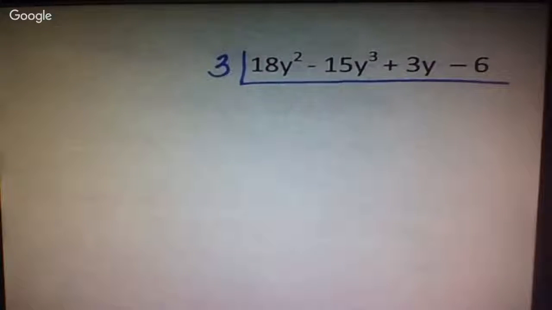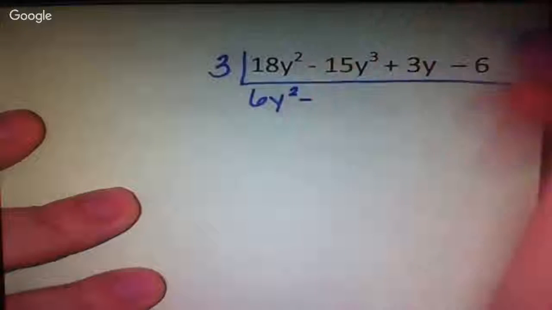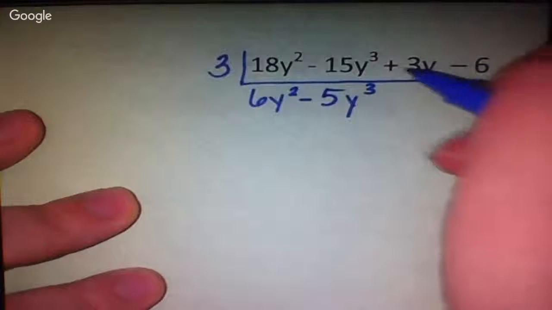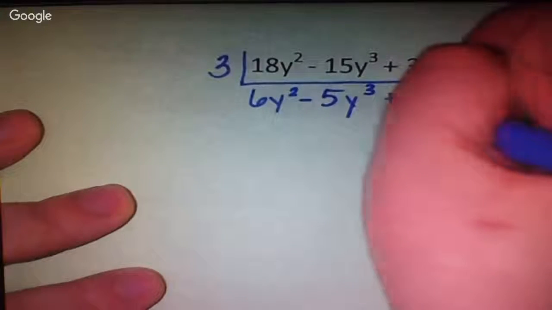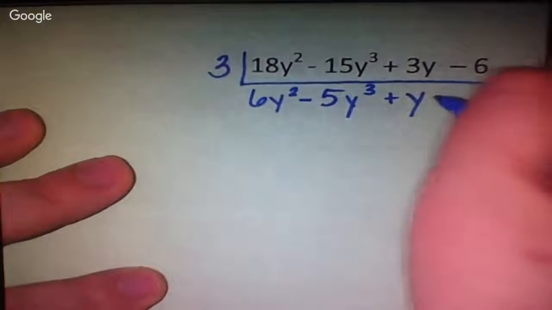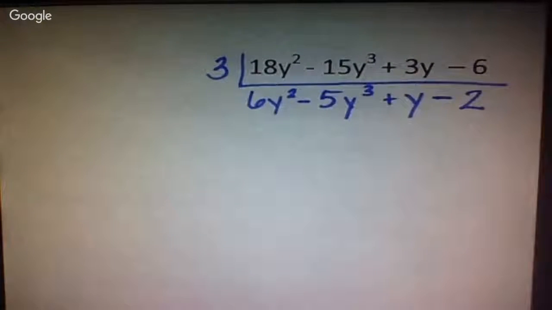So what do I get when I divide 18 by 3? Keep your y squared. What's 15 divided by 3? Keep your y cubed. What's 3 divided by 3? 1, which means I can just keep my y. And what's 6 divided by 3? 2. Okay, so now I've got 6, 5, 1, and 2. Is there anything else that divides evenly into those numbers besides 1? No. So we're done with the numbers.